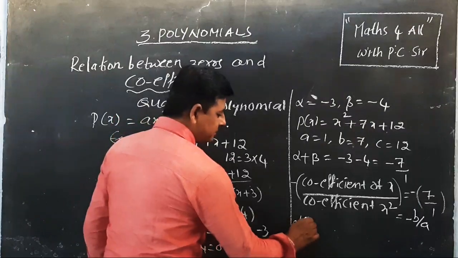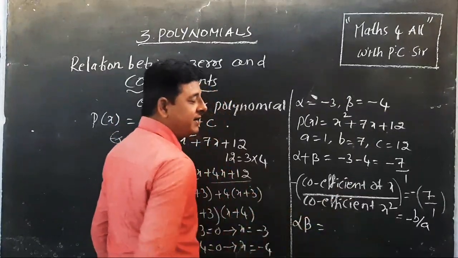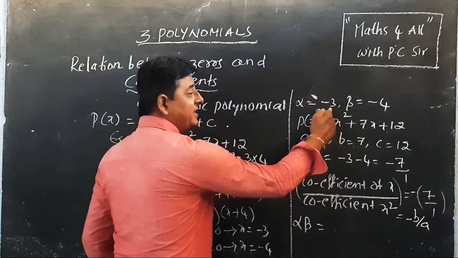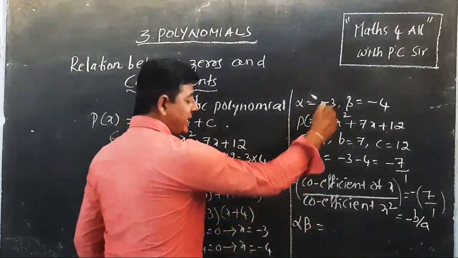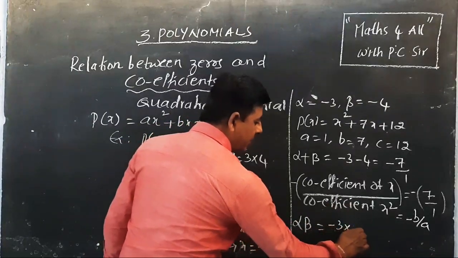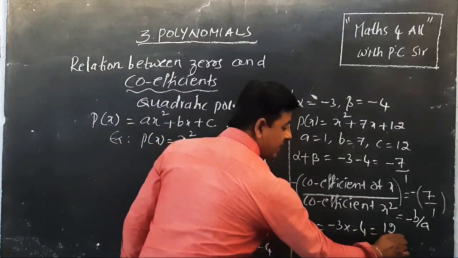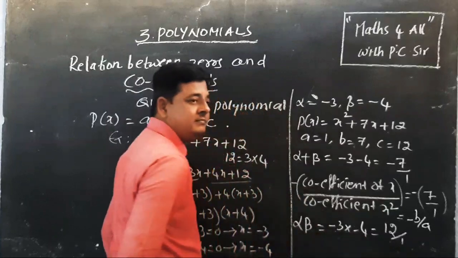Alpha beta is equal to -3 into -4, and listen carefully all of you. Alpha beta is equal to -3 into -4, we got +12, and just you take by 1.